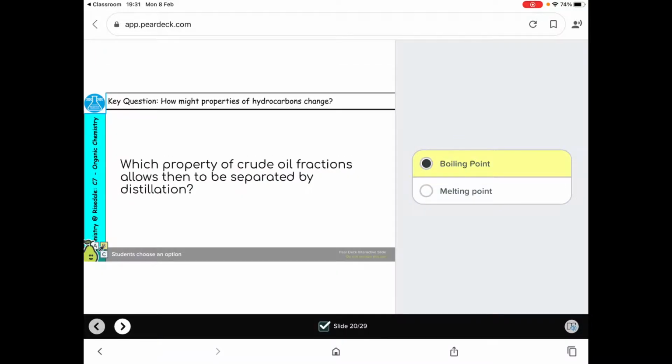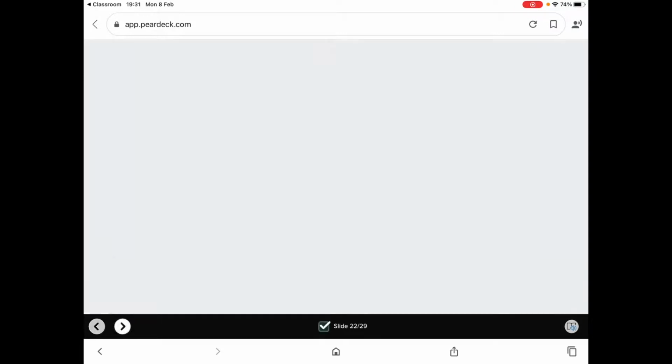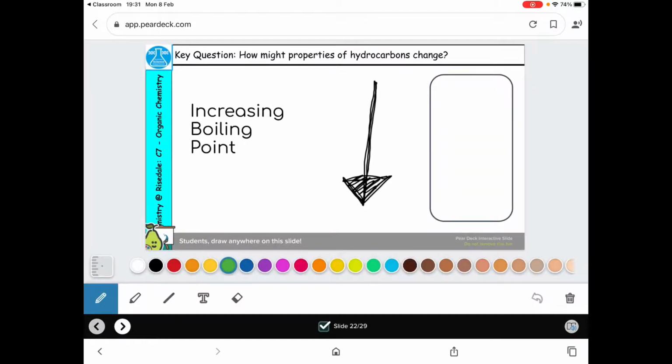Okay, so you are asked to write these down, these facts about the properties. And then we had some quiz questions. Now, this question had already been on, so I've explained this once. Which property of crude oil fractions allows them to be separated by distillation? So it's the fact that they are boiling and turning into a gas. So it's their boiling point. On the next few slides, draw an arrow next to the column which matches the change in property. So some of us drew arrows and just got a little bit confused about what it was asking us exactly to do, which is one of the reasons I'm going over this.